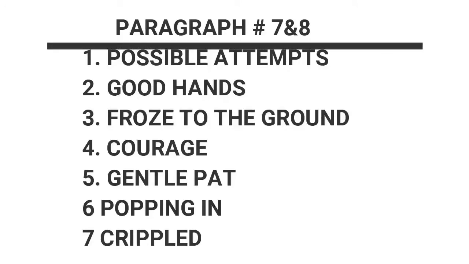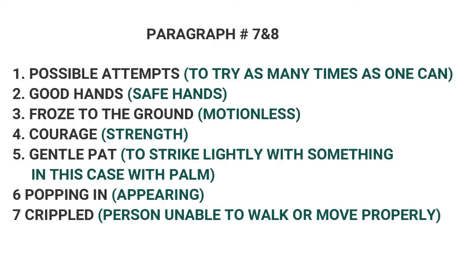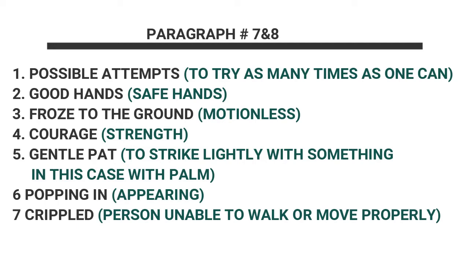Now look at paragraph number 7 and 8 and scan all the difficult words. First word is possible attempts. Second is good hands. Third is froze to the ground. Fourth is courage. Fifth is gentle pat. Sixth is popping in. And the last word is crippled. Let us discuss the meanings of these words one by one.